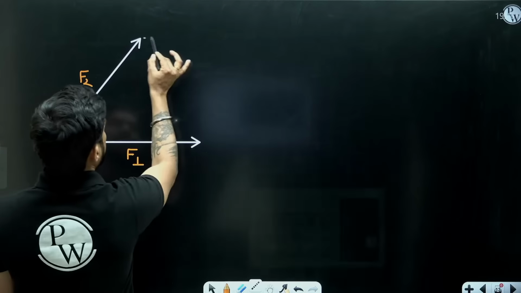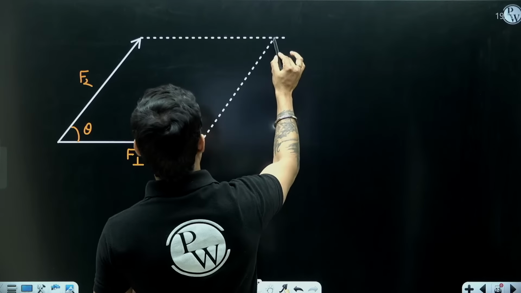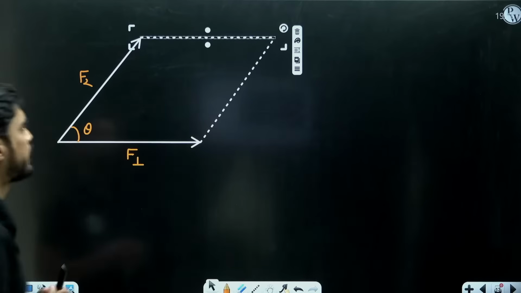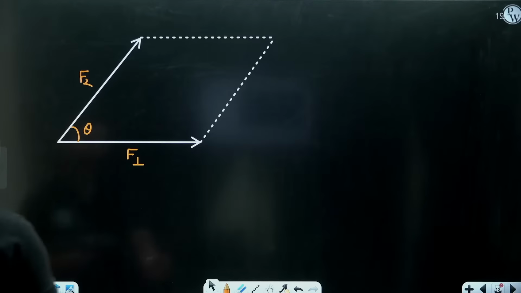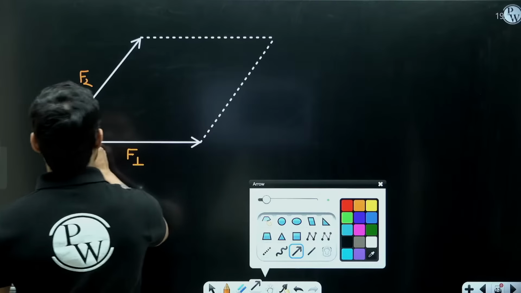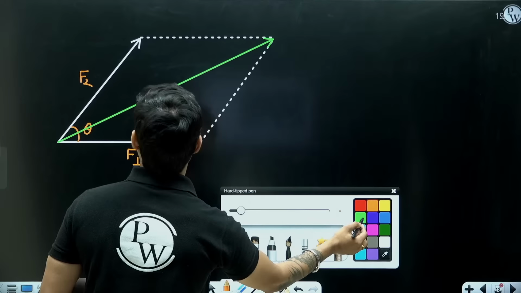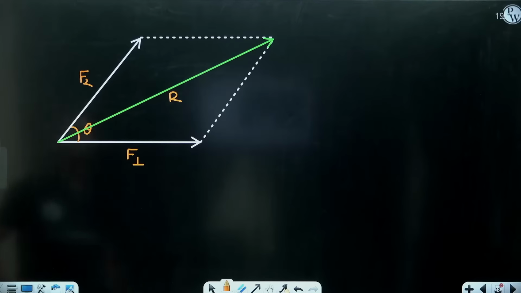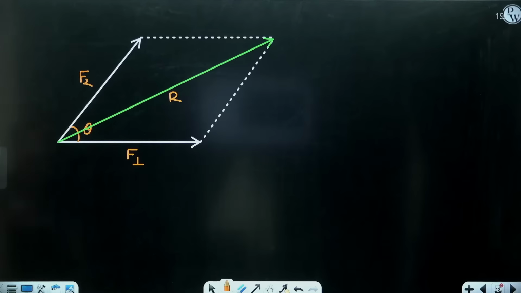So let me complete this parallelogram. This will be the parallelogram, right? Now, what will be the diagonal of this parallelogram? This is going to be the diagonal. So this diagonal will be the resultant. Let me call this resultant R. This is known as the parallelogram law of addition of two force vectors.